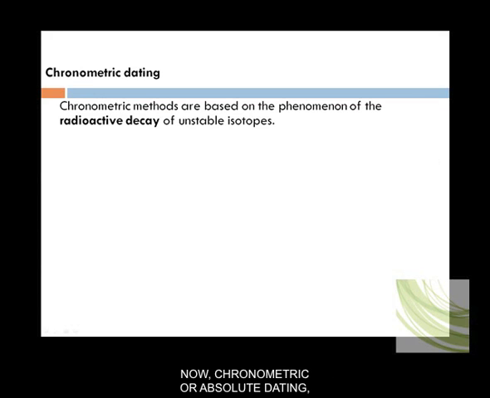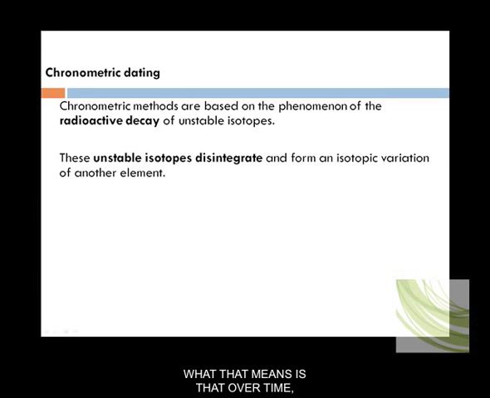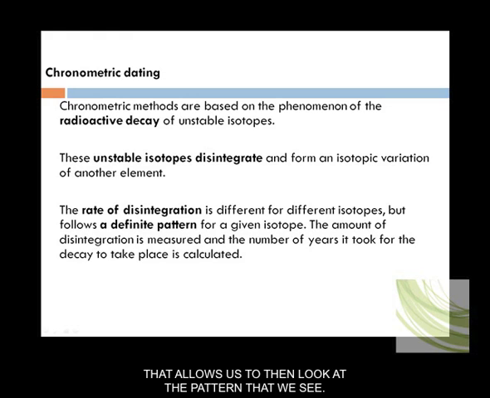Now, chronometric or absolute dating, as we said, is more exact, but we can only date things that have radioactive decay of unstable isotopes in them. What that means is that over time, an isotope like carbon-13 or carbon-12 or carbon-14 will disintegrate and form another variation of another element. That allows us to then look at the pattern that we see.